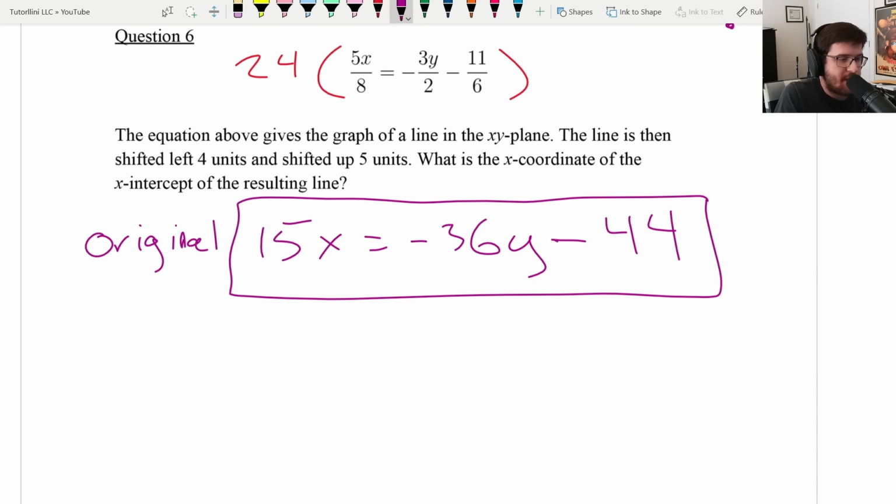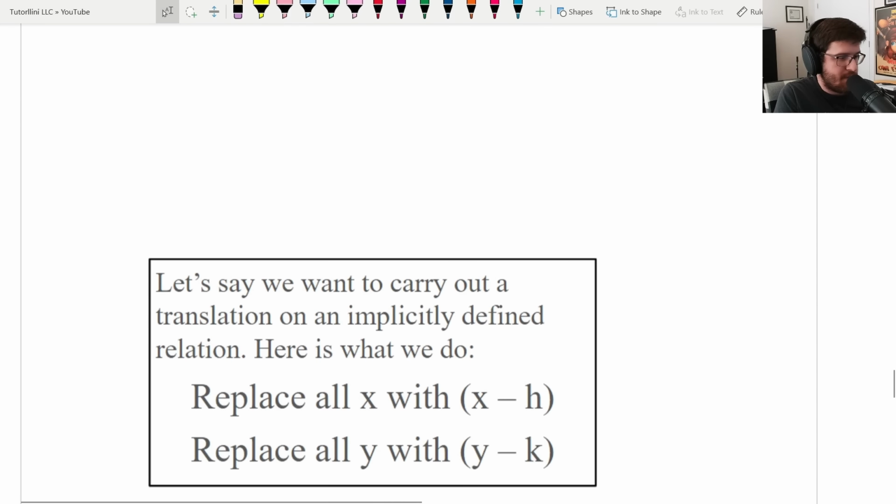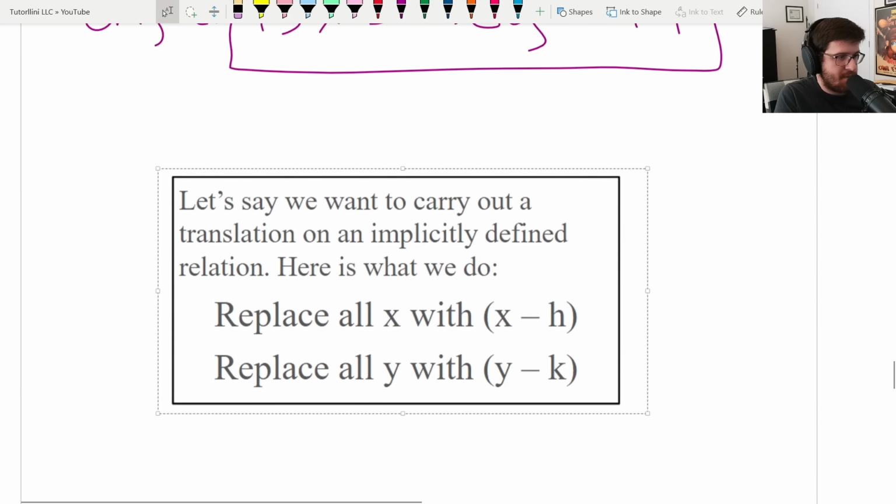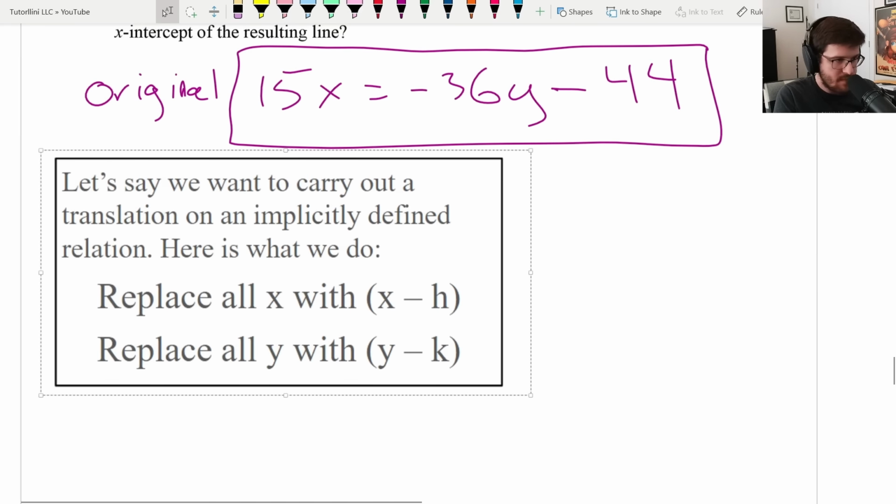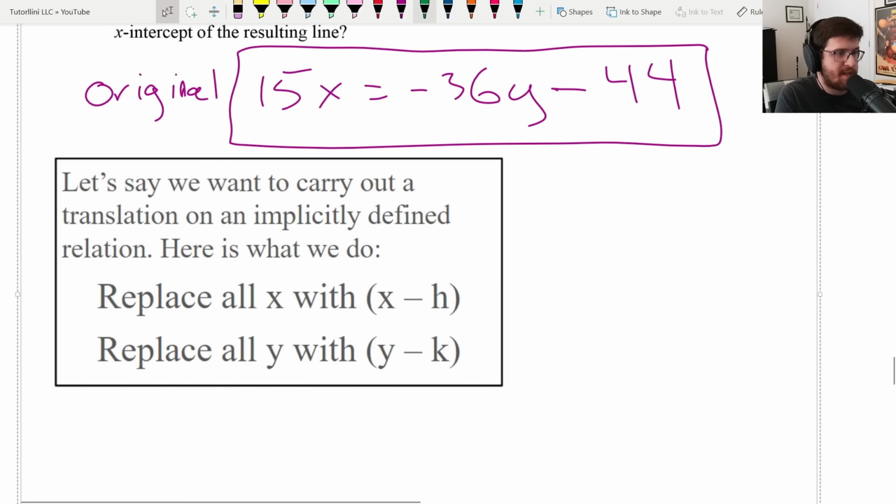So if you watch my video, guys, the strategy, when we do not have y by itself, this is called an implicit relation. When we have an implicit relation, y is not by itself, what we're going to do is replace all x with x minus h, and we're going to replace all y with y minus k. And believe it or not, the SAT does expect you to know this. So one helpful way to remember is that it's very similar to the equation of a circle.